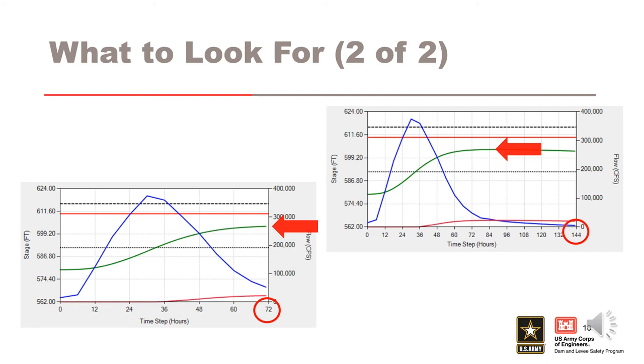In the hydrograph on the left, you can see that the time window is too short and cuts off the hydrograph before the peak pool is achieved. In the hydrograph on the right, you can see that the time window is long enough for the full inflow hydrograph to be routed and the reservoir has reached peak pool.